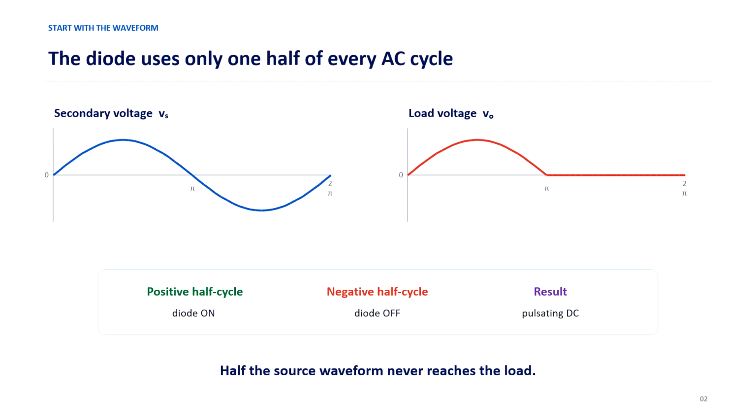Let us begin with the transformer's secondary voltage, which is sinusoidal. During the positive half cycle, the diode is forward biased and the current flows through the load. During the negative half cycle, the diode is reverse biased, so the current becomes zero. The output is therefore a train of positive half sine pulses. This pulsating DC has a central limitation. The load receives energy during only half of every electrical cycle.